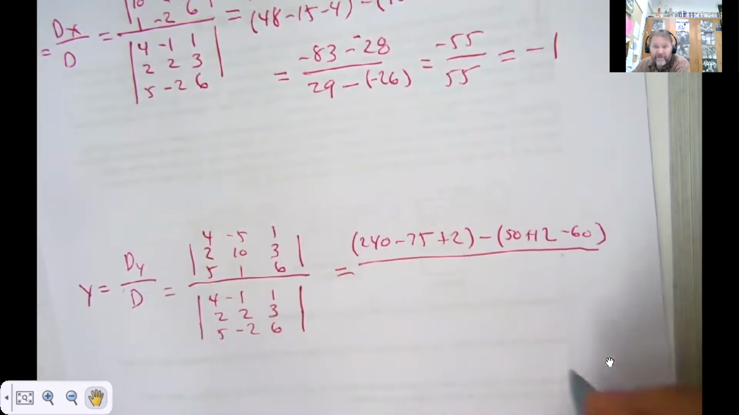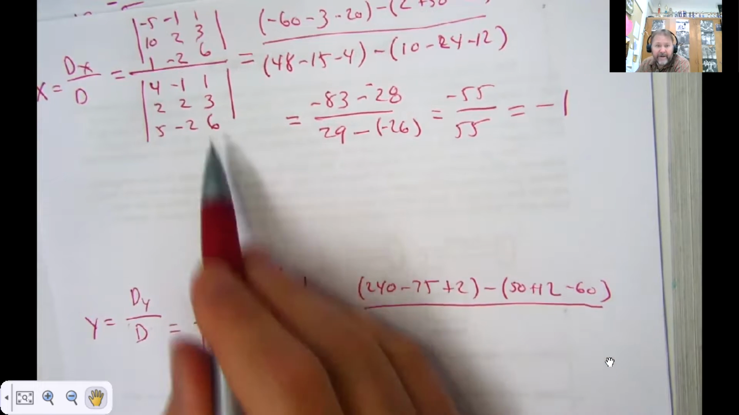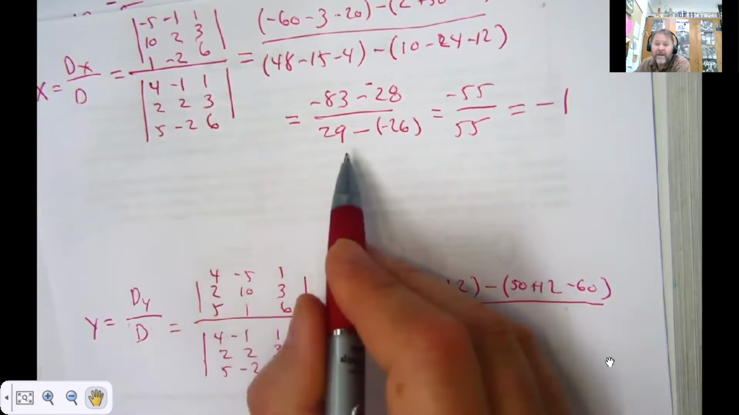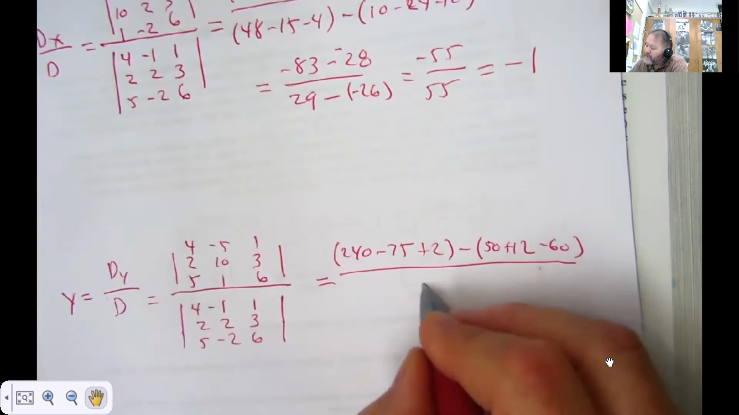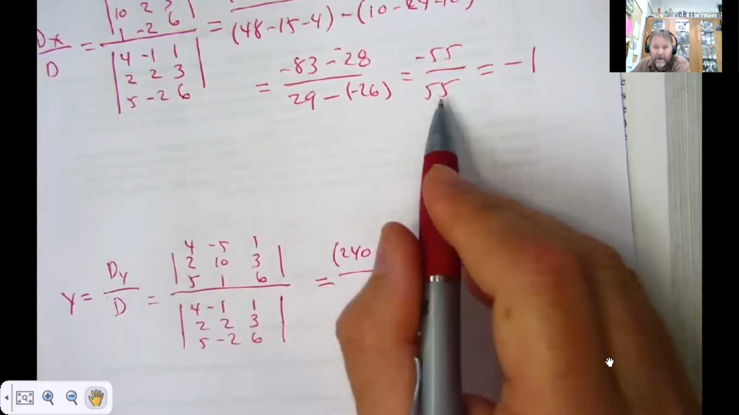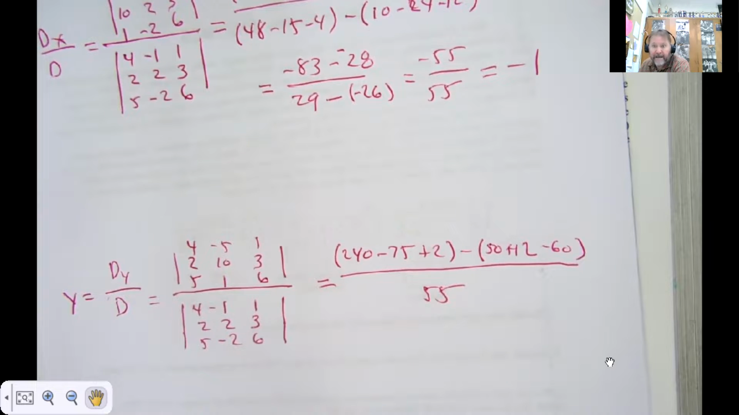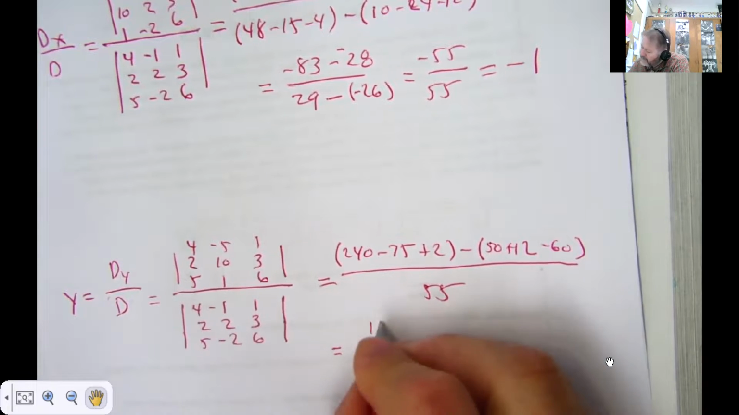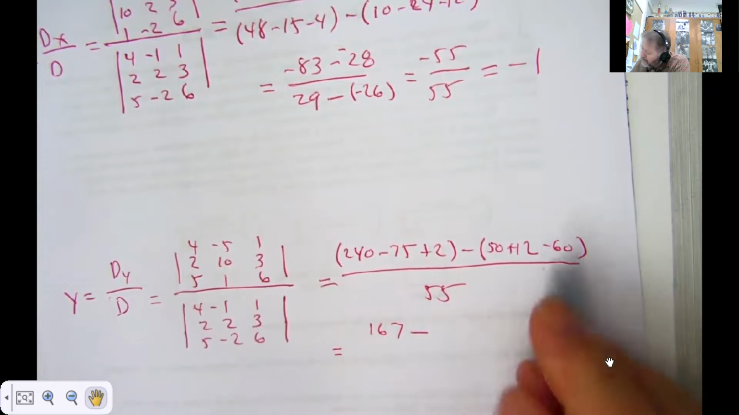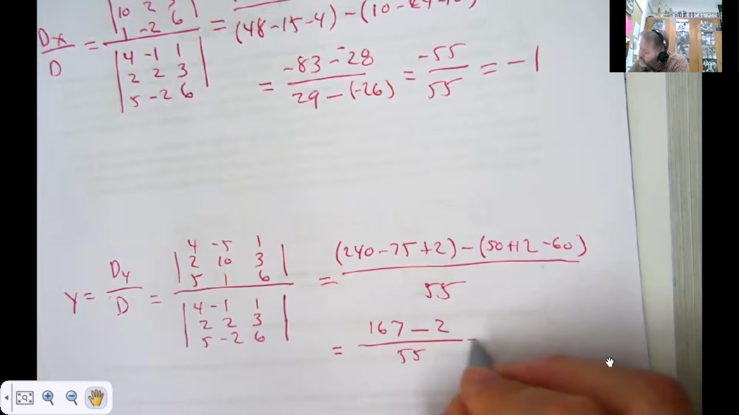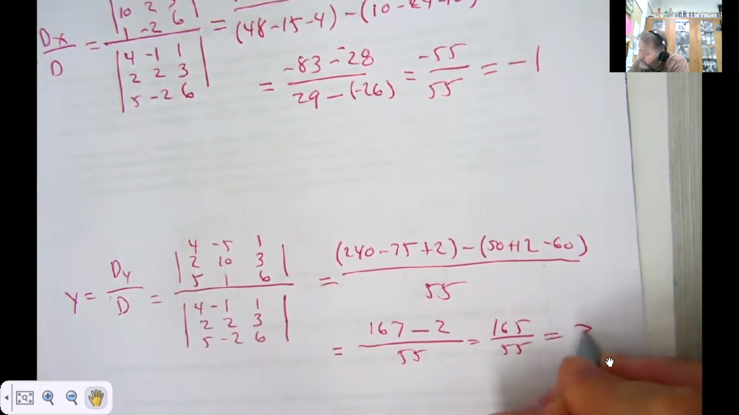All over. Now, here's what I was talking about before. It's the same matrix here, right? For the denominator, it's the same matrix. So you can roll the dice and say, I did it right the first time. So that's got to be the right answer, 55. I'm going to do it that way. Or you could do it again. Make sure, do I get 55 again? Play it safe. If you get it wrong here, you're going to get it wrong 3 times in a row. Not good. So this is going to be equal to 240 minus 75 plus 2 is 167, minus, this is going to be minus 2, all over 55, which is 165 over 55, which is 3.